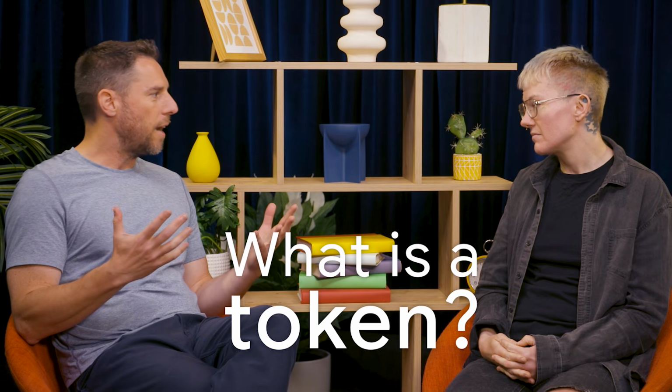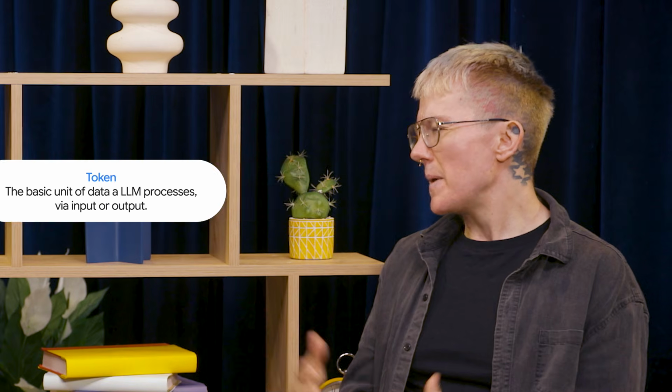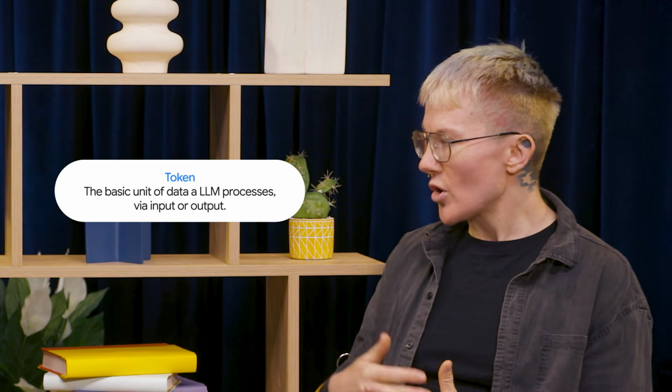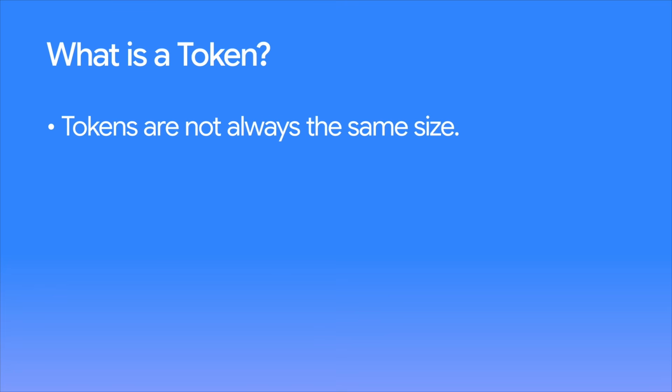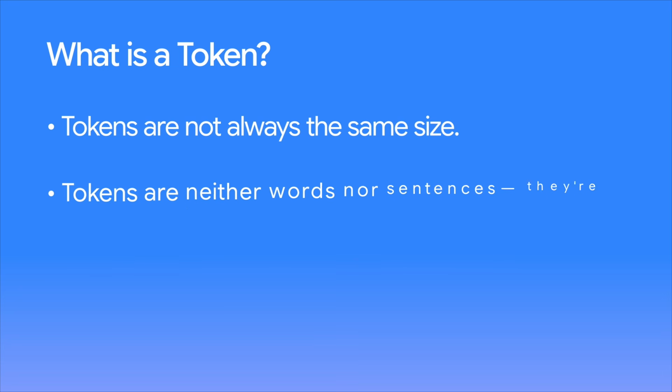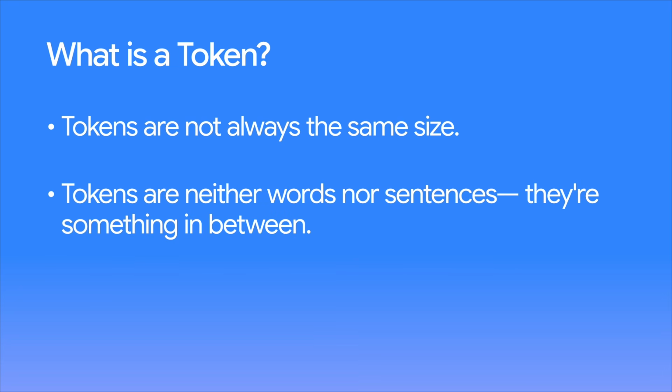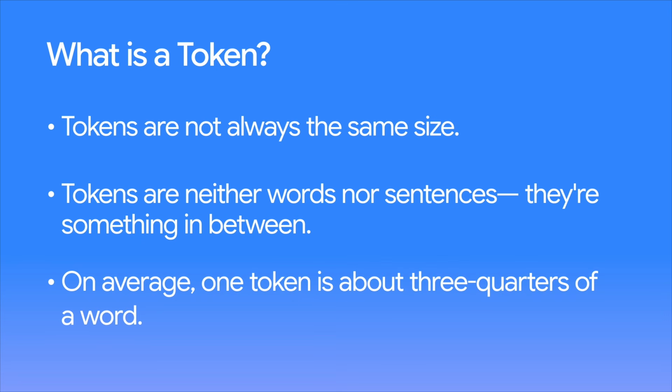What is a token and how does it relate to vibe coding? That is such a good question. A token is the basic unit that LLMs operate in, be it input or output. Tokens are not always the same size. Tokens are not a word, and they're not a sentence. It's kind of like something in between the two. On average, one token might be about 3/4 of a word.